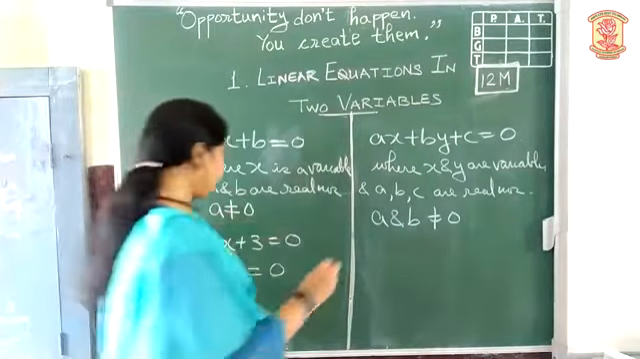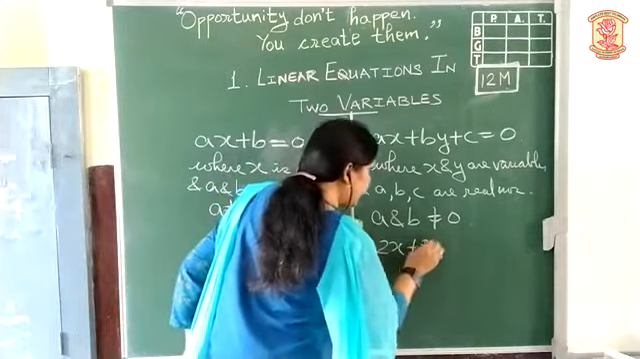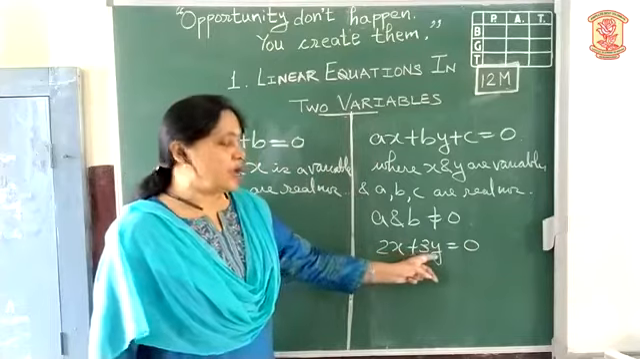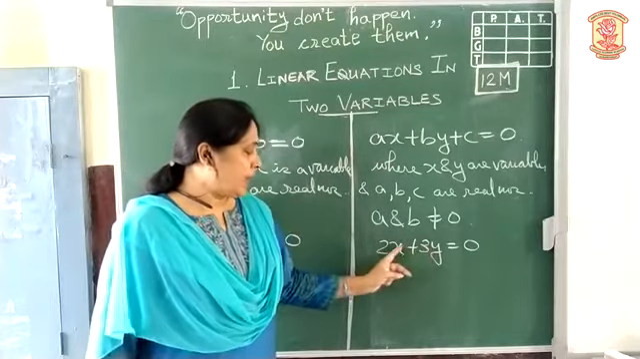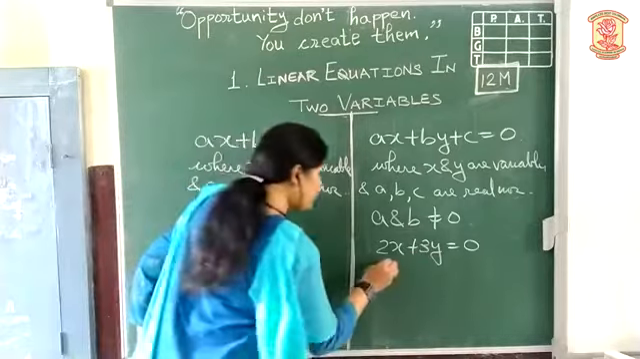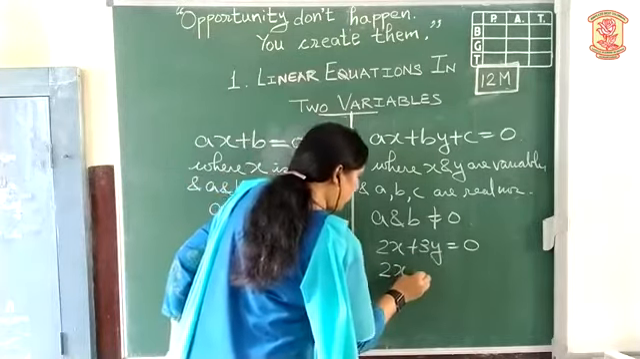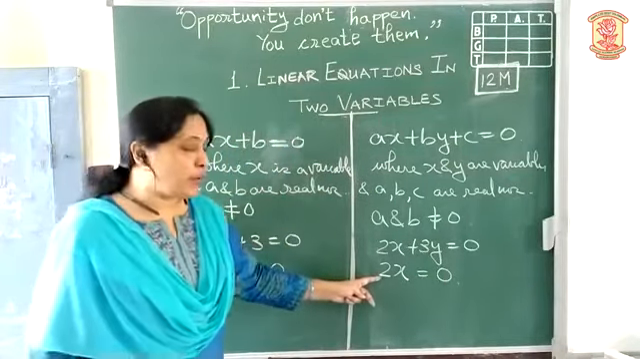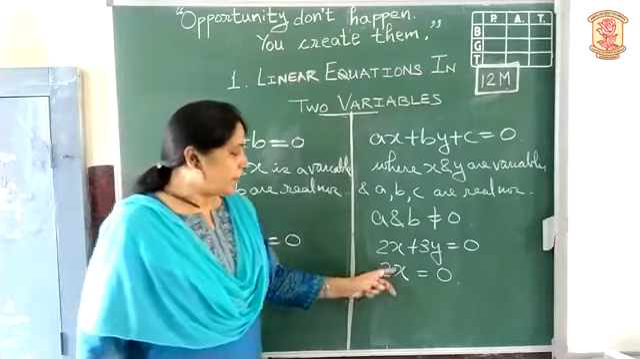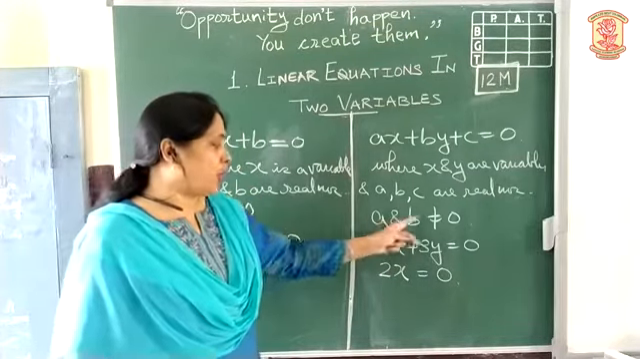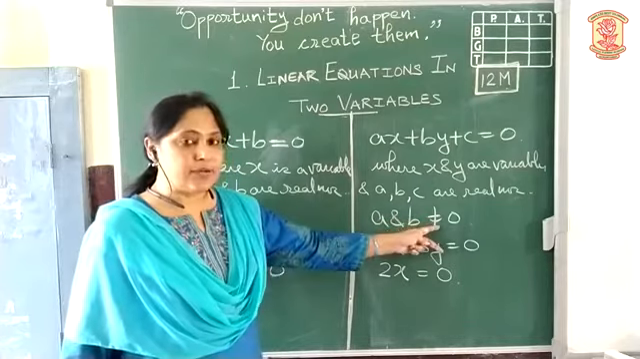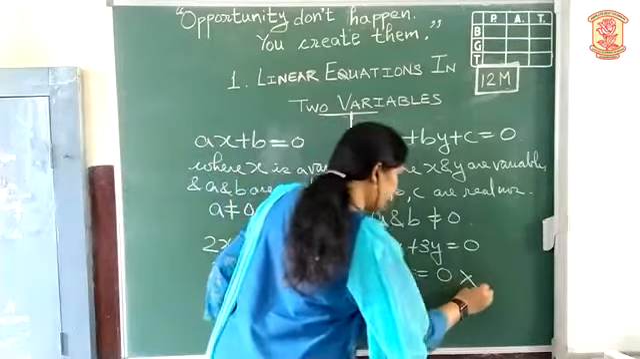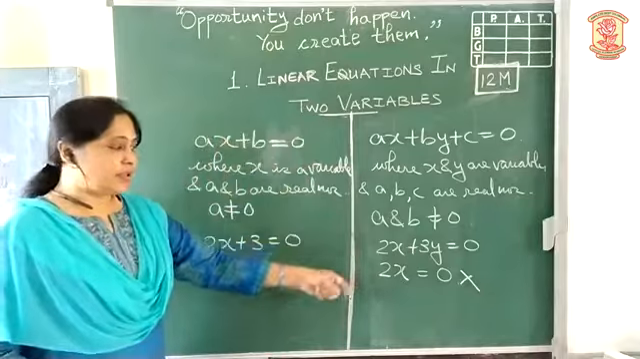Now here, 2x plus 3y equals to 0. This is an example of linear equation in two variables. The variables used are x and y and the degree is also 1. Suppose we write this as 2x equals to 0. Is it a linear equation in two variables? No, it is a linear equation in one variable. So this condition is very important, that is a not equal to 0 and b not equal to 0 for the linear equation in two variables. So this is not a linear equation in two variables.